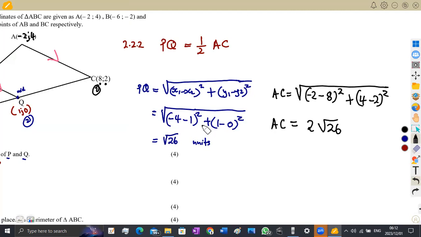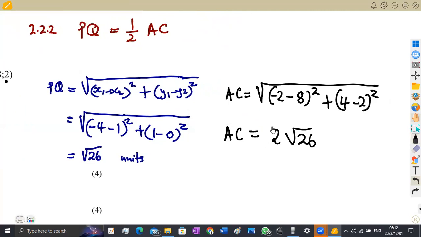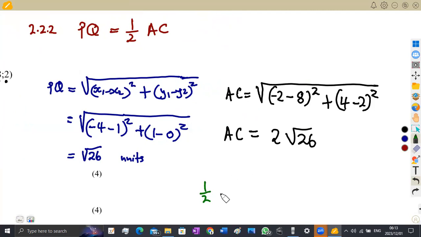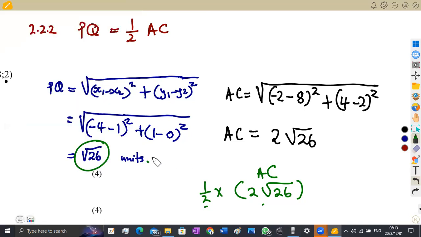Okay, by just mere looking, guys, we can see that this is half of the other. I mean, PQ is half of AC. If we do it this way, half of 2 square root of 26, because this is our AC, so half of this must give us this, okay? Is that so? So let's multiply this answer here by 1/2 like this. What do you get? You get the square root of 26, which is this one that we got here. So it's truly that PQ is half of AC, okay?